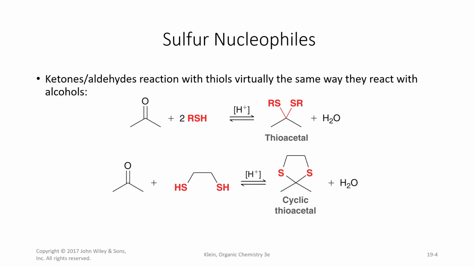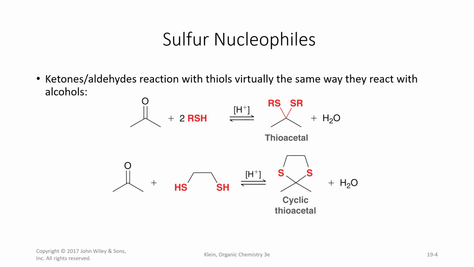So ketones and aldehydes can react with thiols virtually the same way as they react with alcohols. Again, we see in this example we have acetone reacting with two equivalents of a thiol to get a thioacetal and water. If you notice, this reaction takes place under acidic conditions, just as it does when it reacts with alcohols. In the second example, we have acetone reacting with a dithiol, same conditions as with a diol.